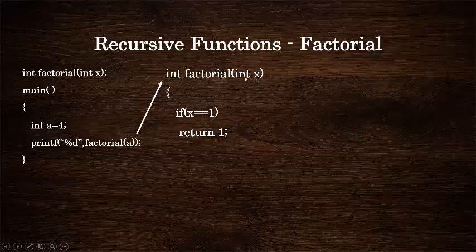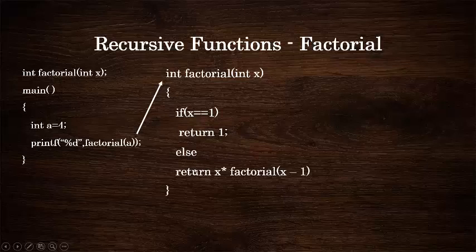Now inside my function definition, I'm making a comparison, that is if x double equals 1. Double equals is a comparison operator. So the value of x is compared with 1. x has the value 4 now, so 4 is compared with 1. If that is true, then this function will return me the value 1. But here 4 is not equal to 1. So here we write the else case.